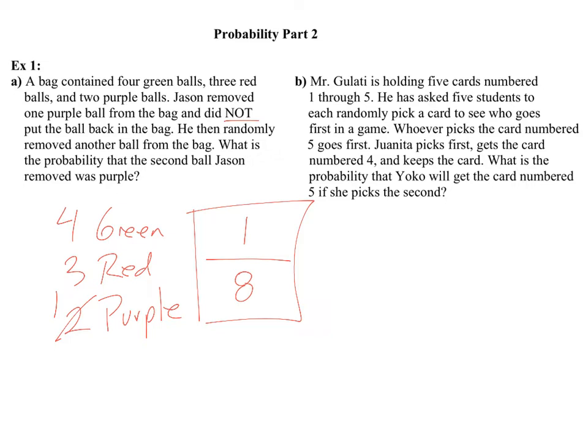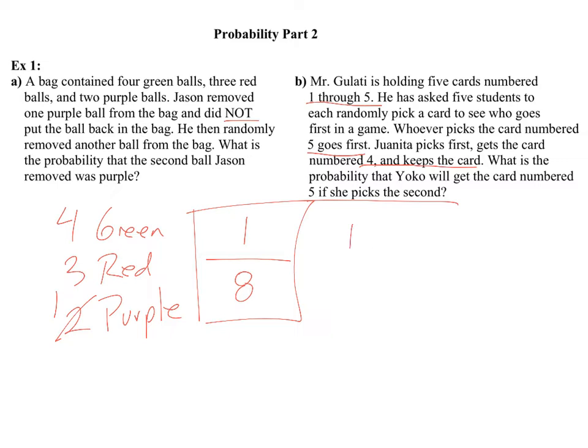All right, part B. Mr. Gulati is holding 5 cards numbered 1 through 5. He has asked 5 students to each randomly pick a card to see who goes first in a game. Whoever picks the card numbered 5 goes first. Juanita picks first, gets the card numbered 4, and keeps the card. What is the probability that Yoko will get the card numbered 5 if she picks second?